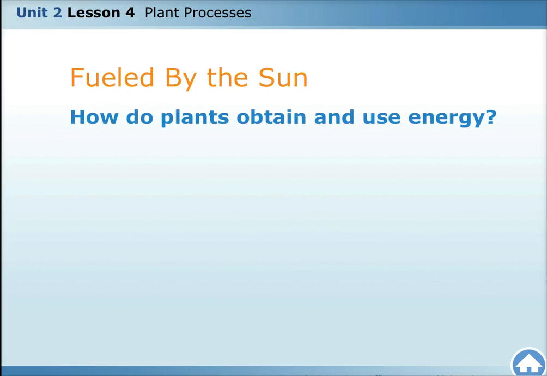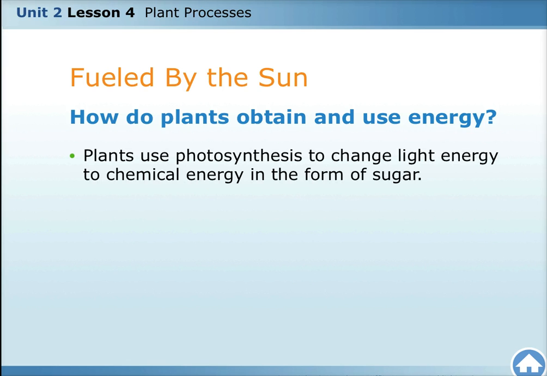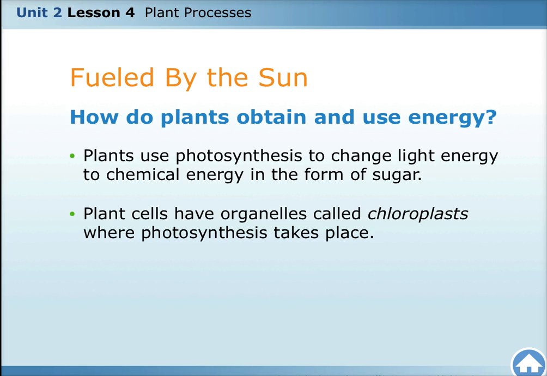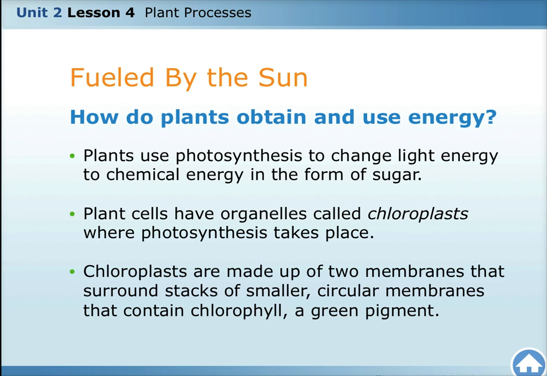How do plants obtain and use energy? I'm on page 122 in your text. Plants use photosynthesis to change light energy to chemical energy in the form of sugar. Plant cells have organelles called chloroplasts, where photosynthesis takes place. Chloroplasts are made up of two membranes that surround stacks of smaller circular membranes that contain chlorophyll, a green pigment.